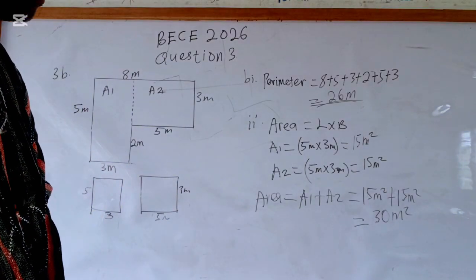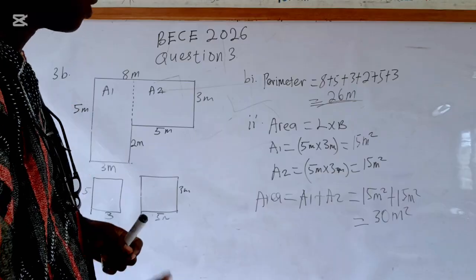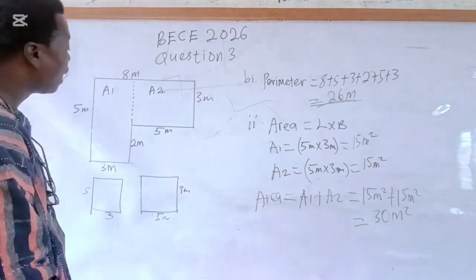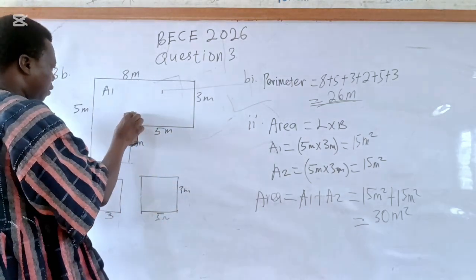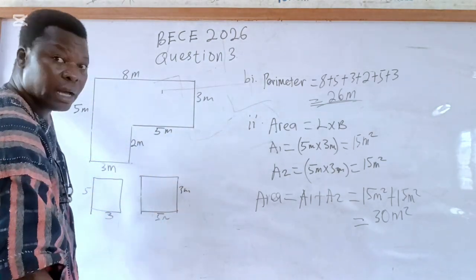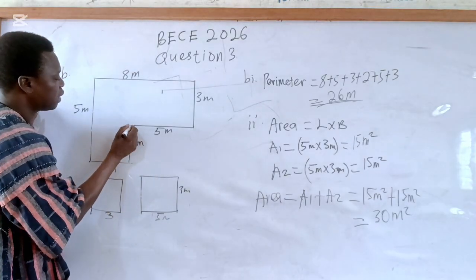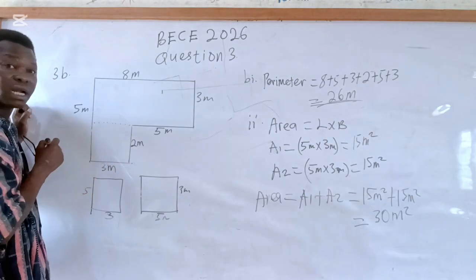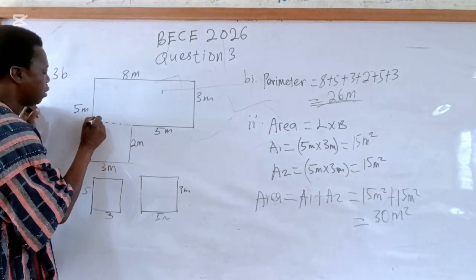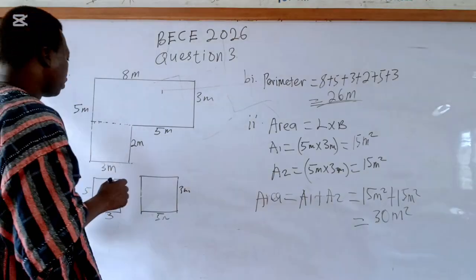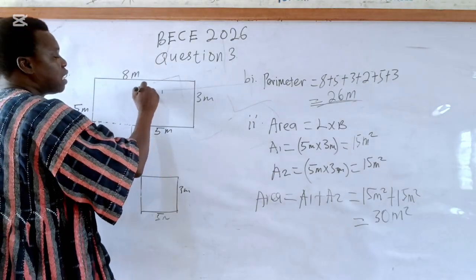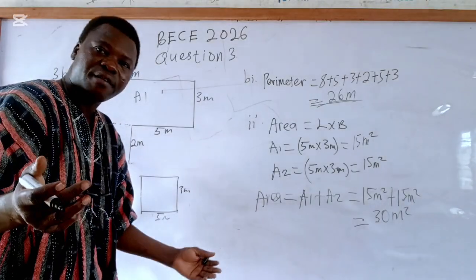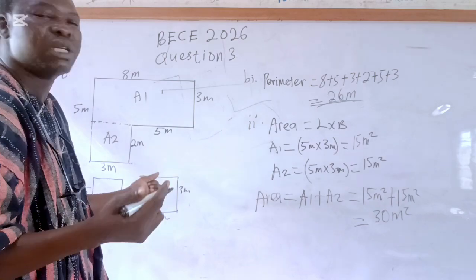They ask you to look for the area. This is not the only way you can do it. I can decide to extend this line from here, I can decide to extend this line this way. So in that case, I can name this as my area 1 and I can name this as my area 2. And you will arrive at the same answer, which is 30 meters square.